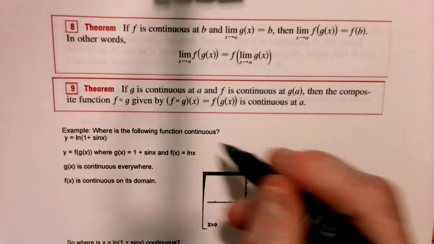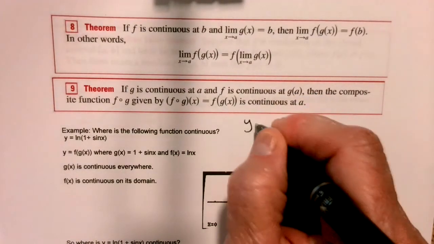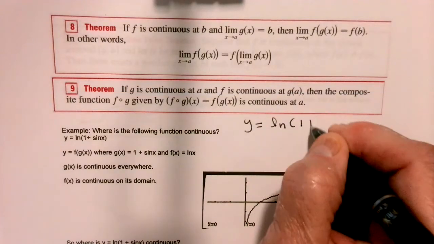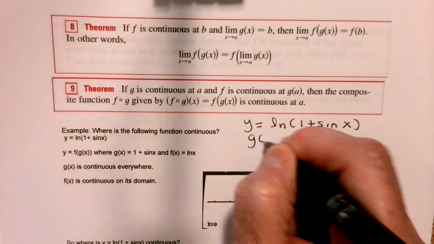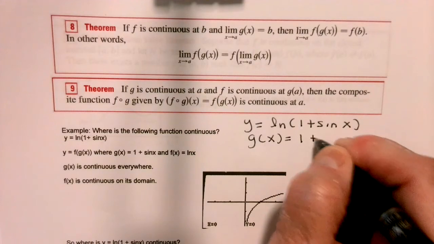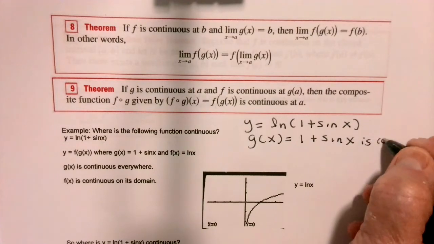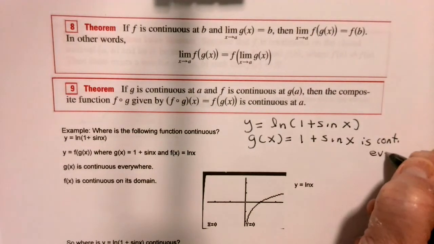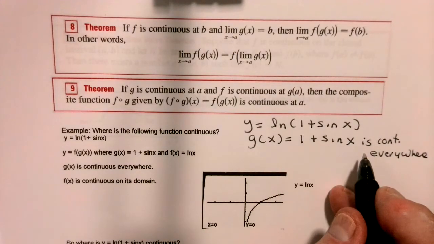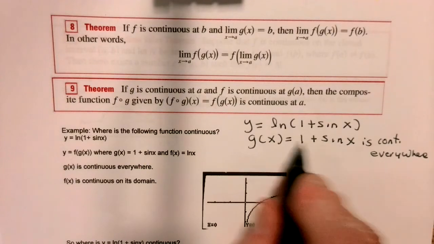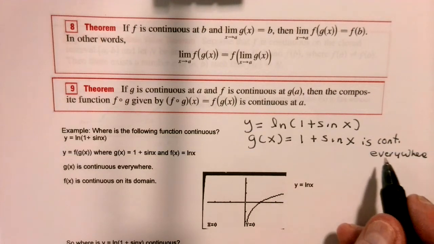Okay, so first of all, we want to know where the following function is continuous. This function is y equals the natural log of 1 plus sine x. So my inside function is 1 plus sine x. Now this function is continuous everywhere, because if you think about the domain of the sine function, it's all real numbers. The range isn't, but the domain is. And if you think about the curve, it's a continuous curve without any holes in it.